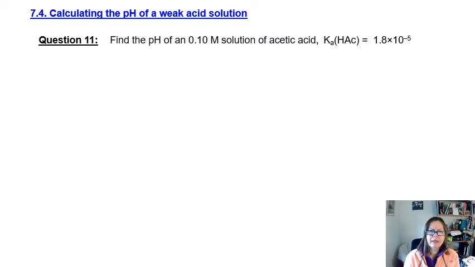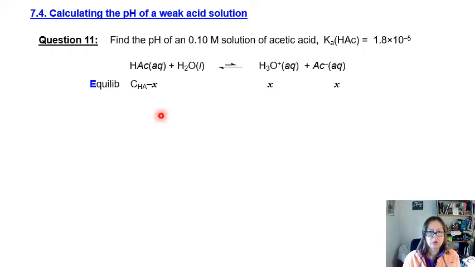Now, calculating the pH of a weak acid solution. Question 11. Find the pH of a 0.1 molar solution of acetic acid, Ka 1.8 times 10 to the negative 5. So we have at equilibrium this equation that is being established. The concentration of acetic acid at equilibrium is the nominal concentration minus x. The concentration of H3O+ is x. The concentration of acetate ion is x.